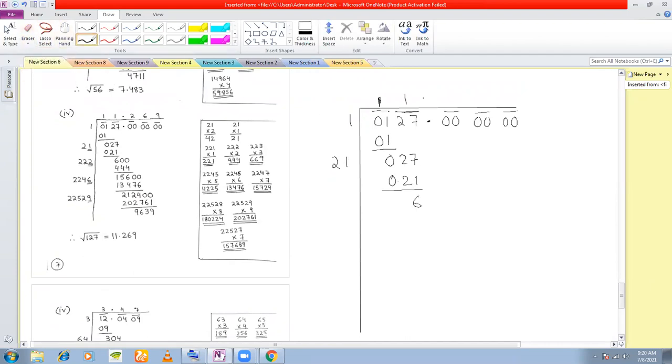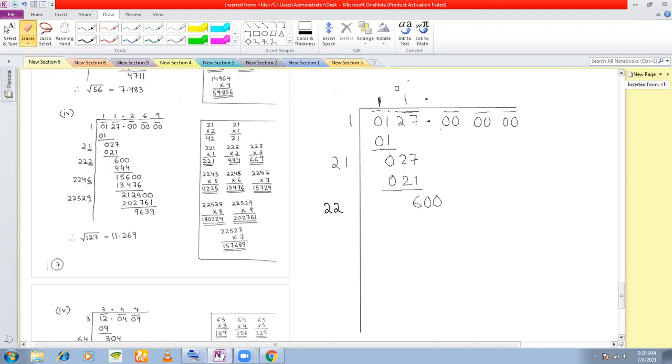Next, we put a decimal here on top, and we bring down 2 zeros. This pair we bring down, right? So we get 600. Now what do we do? What number are we getting here? 11. What is the double of 11? 22. So we put a 22 here.